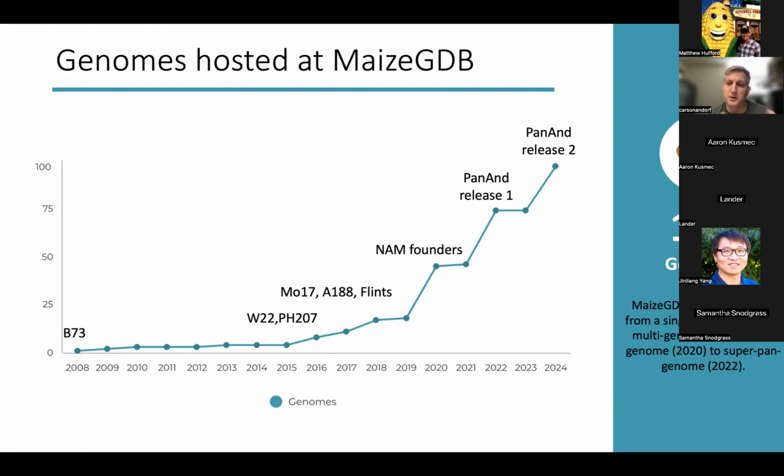And then we started to build some multi-genomic tools. In 2020, the nested association mapping founders, so these were 25 founder lines of that mapping population, were all sequenced, assembled, and annotated using the same methods, with the same supporting evidence datasets and using the same metadata. So that really allowed us to start doing some pangenomic work at MaizeGDB.